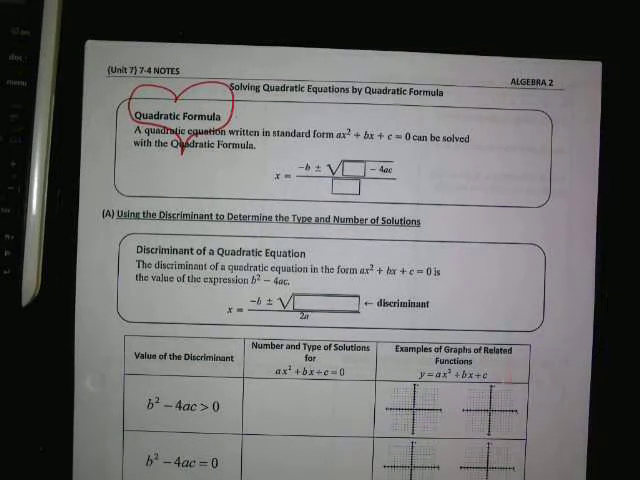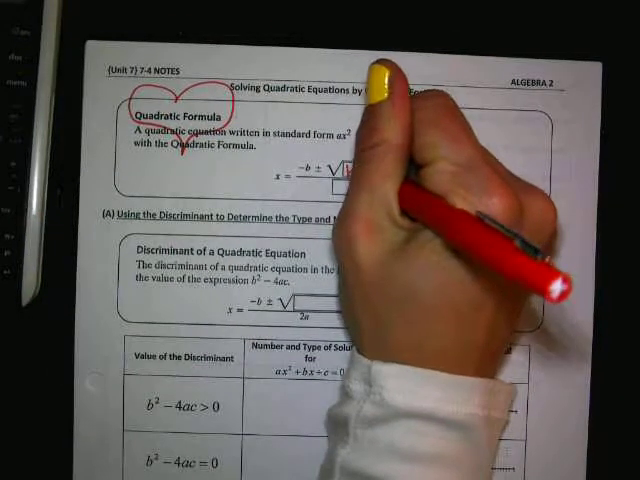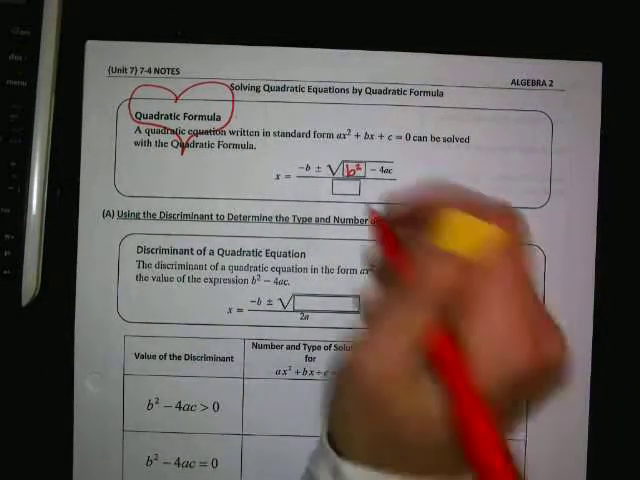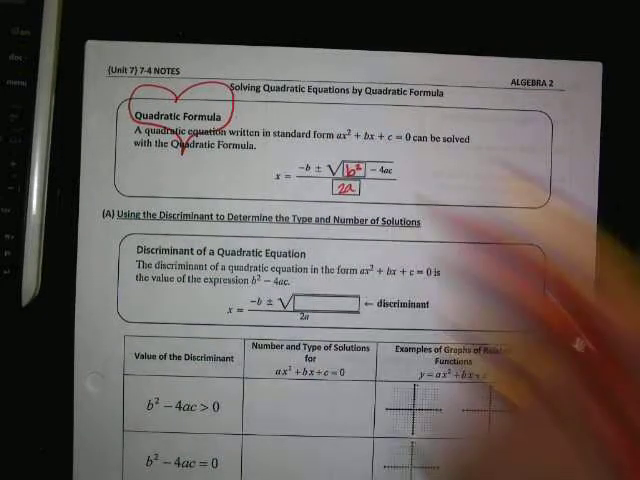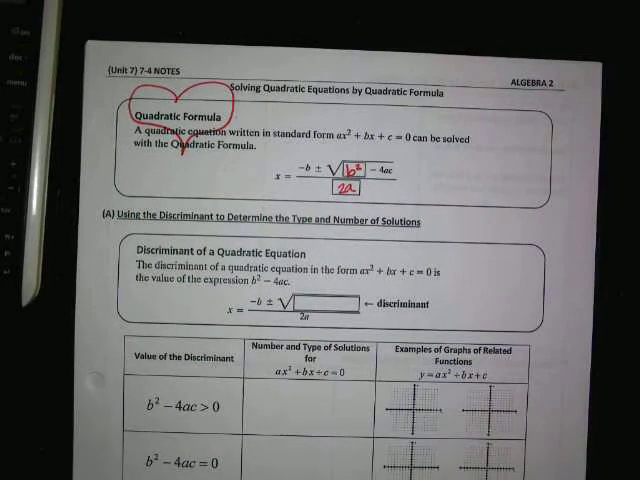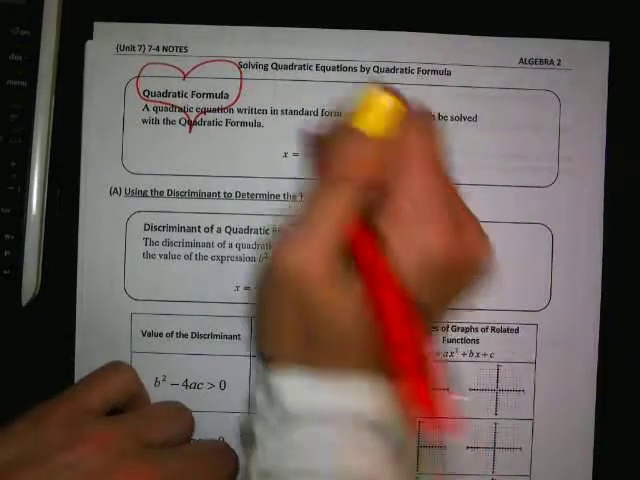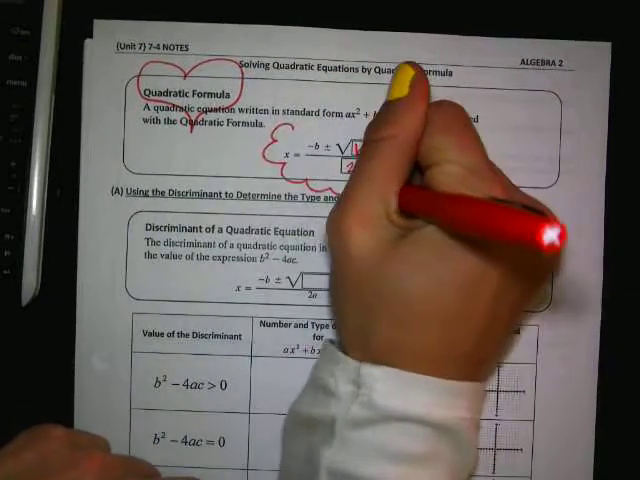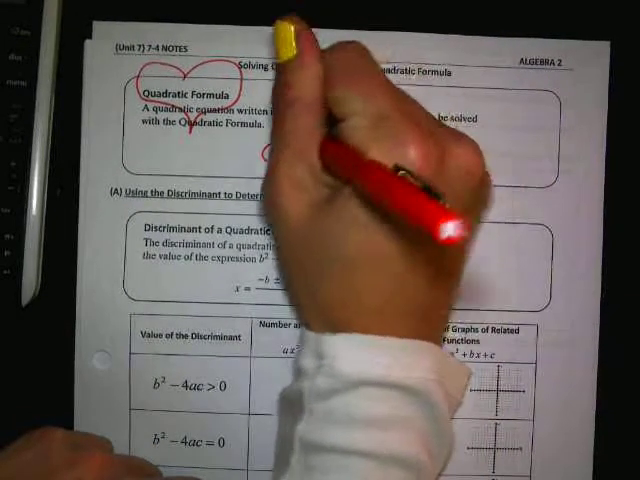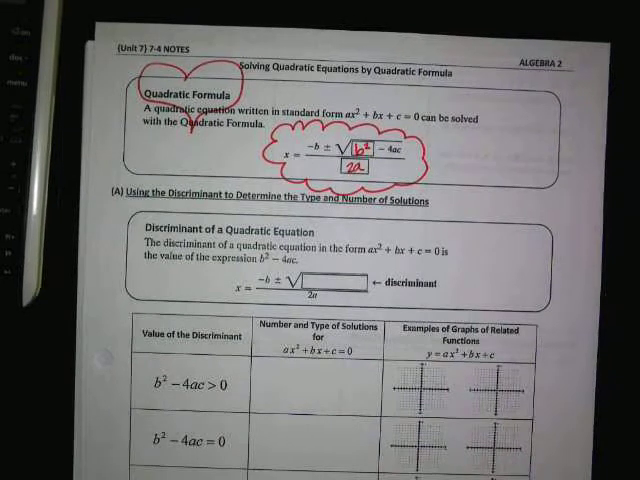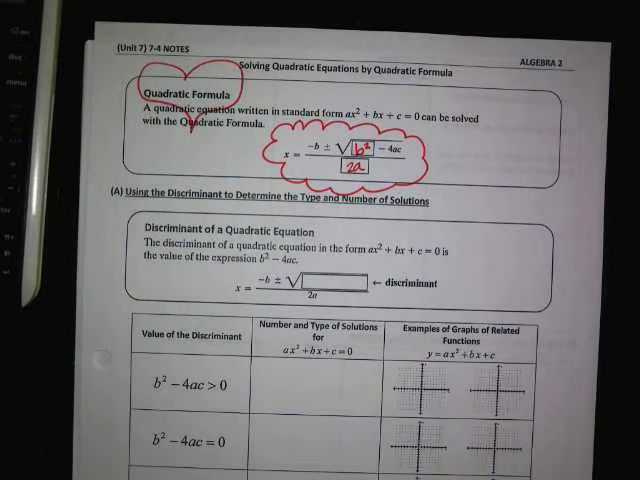All right, let's fill in these blanks here. This is a b squared. And down here, this other blank is 2a. Yes, so this right here is the quadratic formula. You do need to memorize it. I am not going to give it to you. I am not going to put it on a poster.